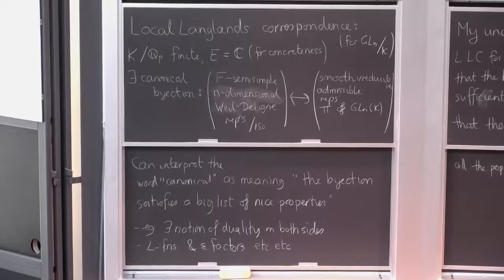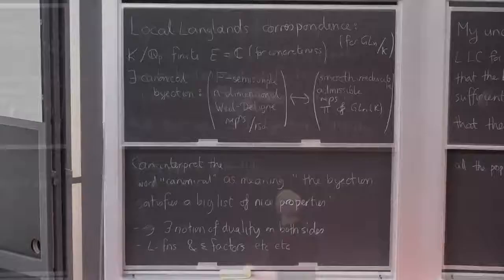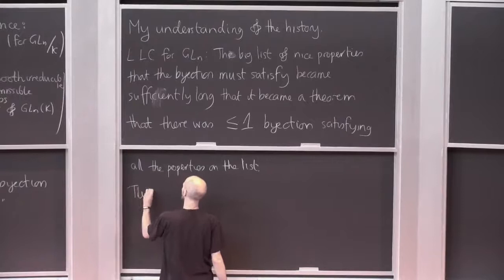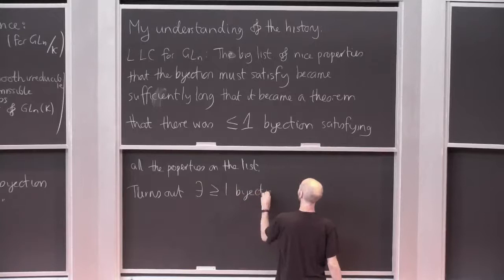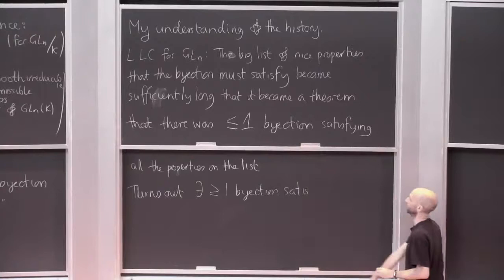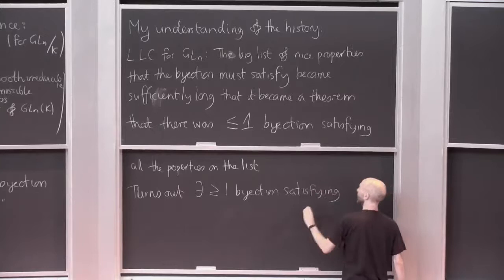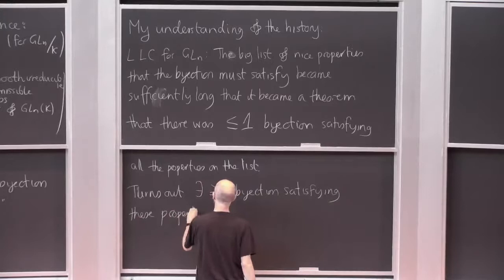It's now known there's at most one bijection satisfying these properties, and then of course the theorem was that there's at least one bijection. Turns out there's at least one bijection satisfying these properties. So it was already hard work proving there was at most one bijection, but also there's at least one bijection. This is a very hard theorem.